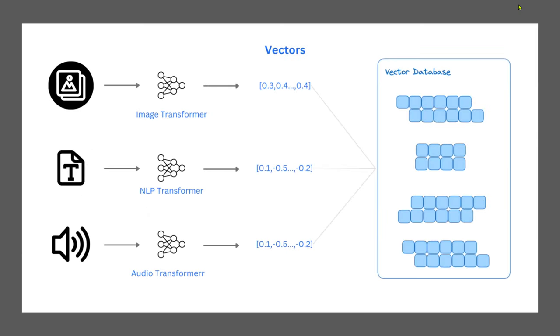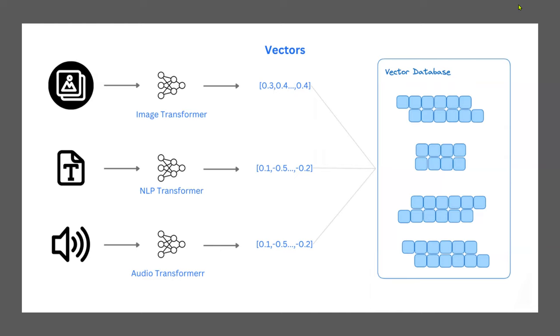Okay, so in traditional databases, why do we need a database, first of all? What is the reason for a database? Yeah, store and retrieve, right? Once you store data, you have to retrieve it. How can you make retrieval faster in a traditional database? An index, right?